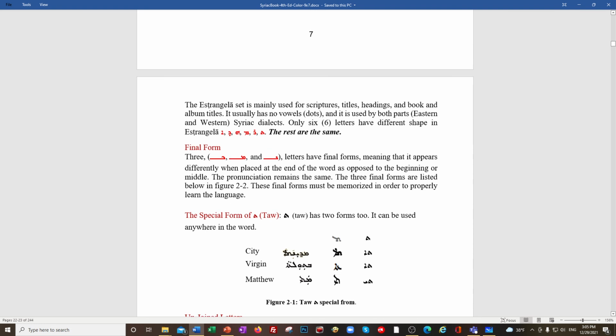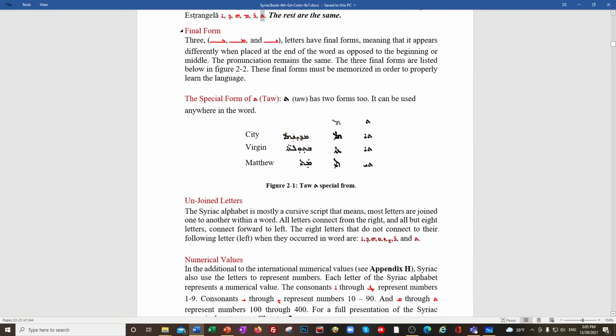Only 6 letters are different in shape between the Eastern Syriac dialect and Eστραγγέλα. And these letters are, from left to right: Alep, Daleth, He, Mim, Resh, and Tau. The rest are the same. What exactly does that mean? That means the Eastern Syriac dialect letters are the same in Eστραγγέλα shape. And I'm going to go over that in a minute.